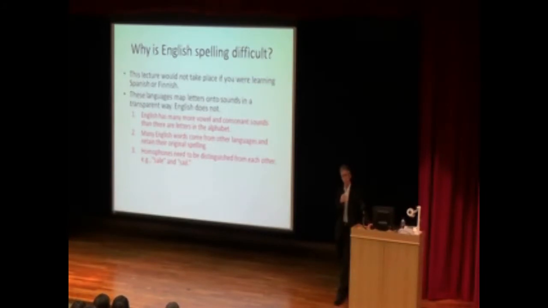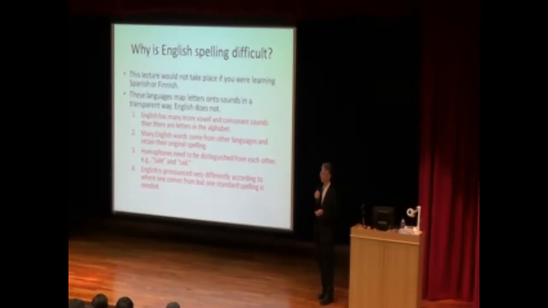Three, homophones. Homophones are words that sound the same but have different meanings. For example, you can see there the two words sail and sale. They're spelled differently. Homophones need to be distinguished from each other. And four, English is pronounced very differently according to where one comes from, but one standard spelling is needed. Okay, so those are four of the main reasons. There are a couple more reasons we'll also look at. So let's look at each of these reasons in some detail.